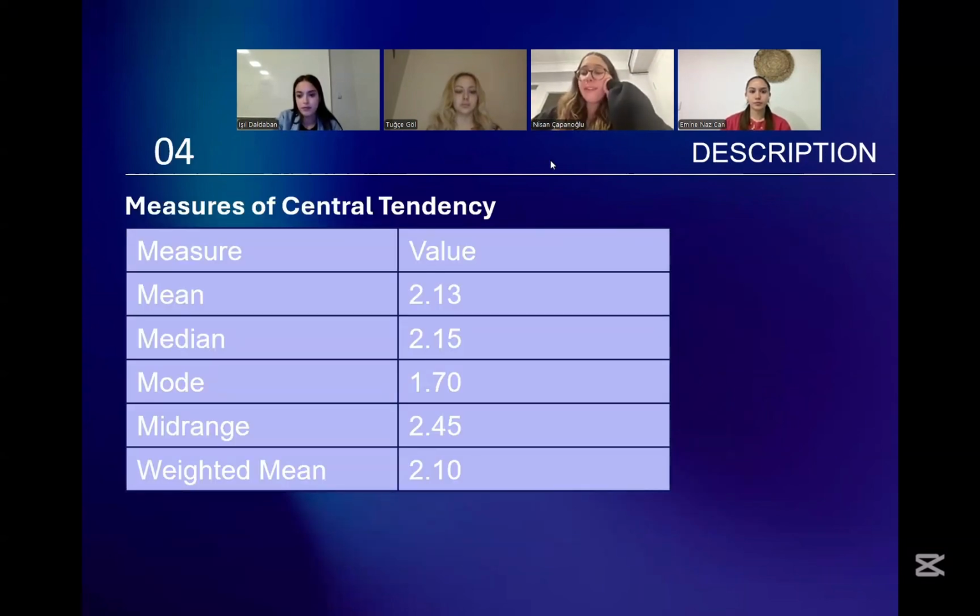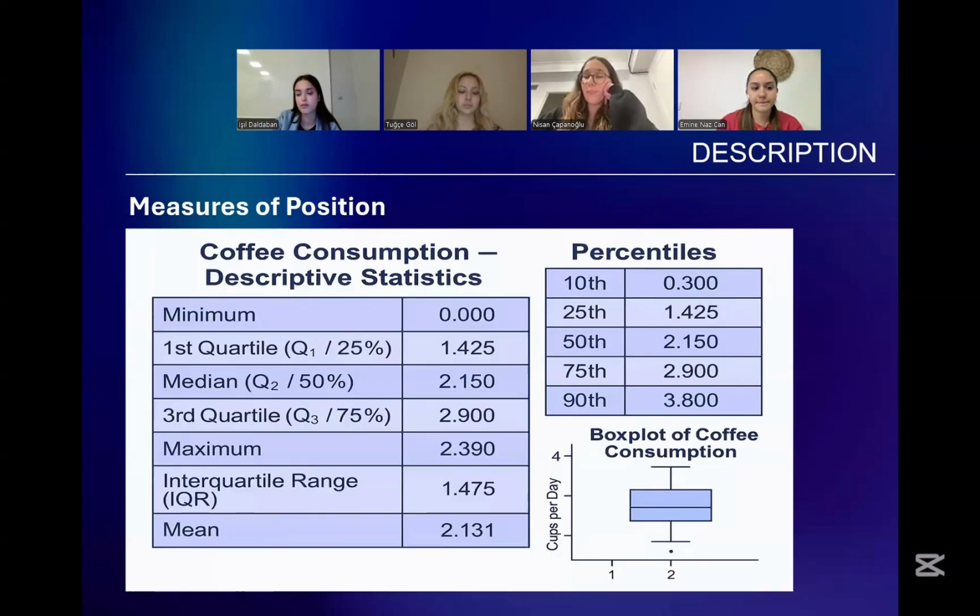The mean, median, and weighted mean are very close, suggesting a balanced distribution, showing some spread but not extreme. The coefficient of variation is 0.50, indicating moderate relative variability. The minimum is 0, meaning some people report no coffee consumption. The median is 2.15 cups per day, and the 75th percentile is 2.9. So most people drink between 1.4 and 2.9 cups daily.